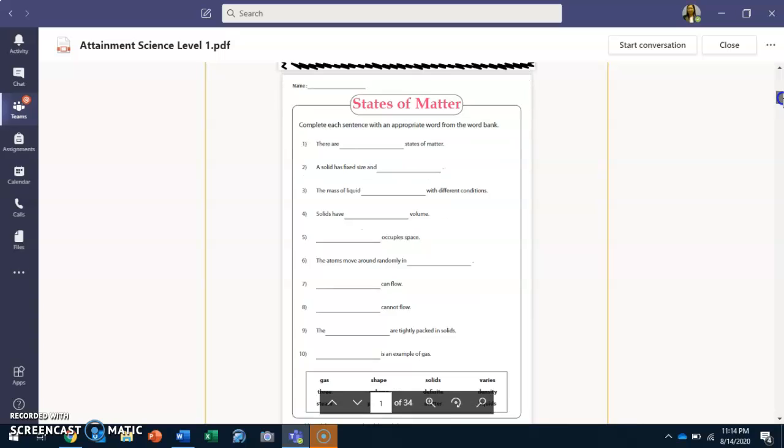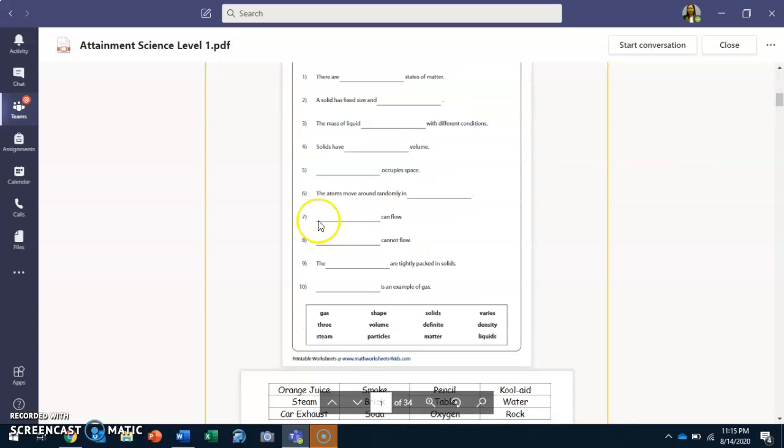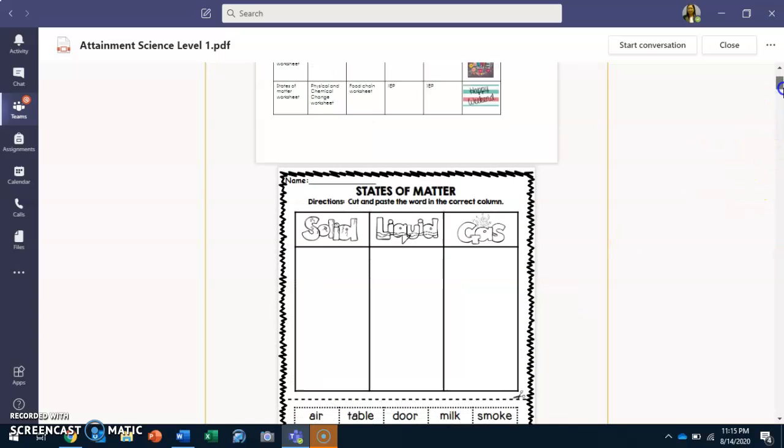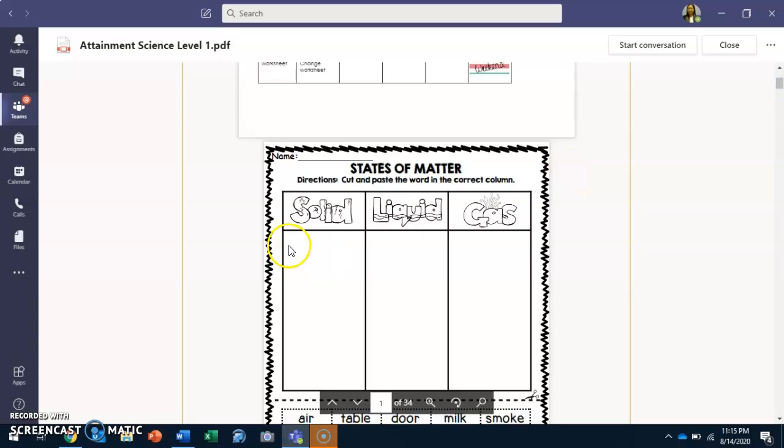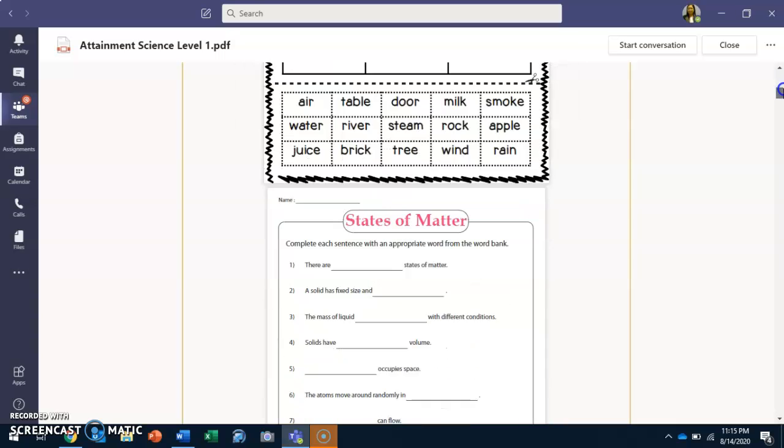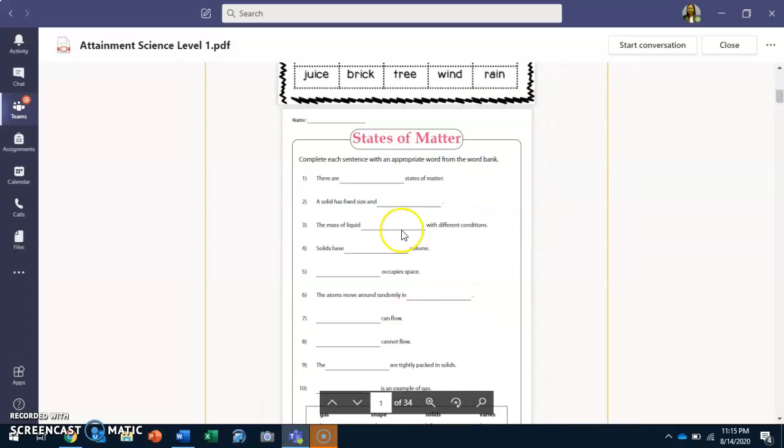So first off, states of matter, they consist of liquid, gas. What else do you think it consists of? Solid. So solid, liquid, and gas. So everybody go ahead and take out the worksheet that's in your packet. Let's look at this one.